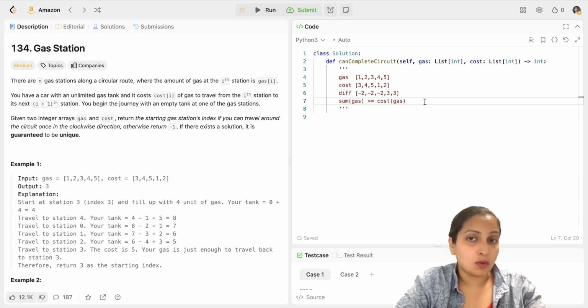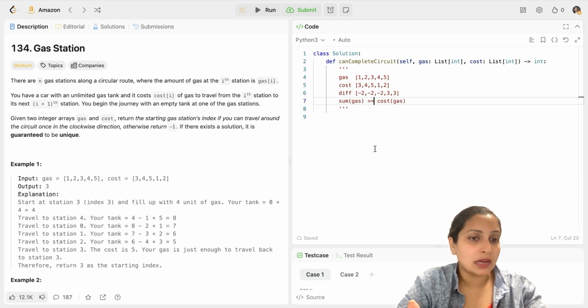But with this approach, I don't have to run the entire loop. I just have to find an index where the difference is positive. And since I've already checked that the sum of gas is greater than or equal to the sum of cost, I don't have to check for the entire array. I just need to check until the end of this difference array. If I find a starting point which is positive and I can see that until the end of the array, the total remains positive, then that index is my answer. I don't need to run it and check for the entire array.